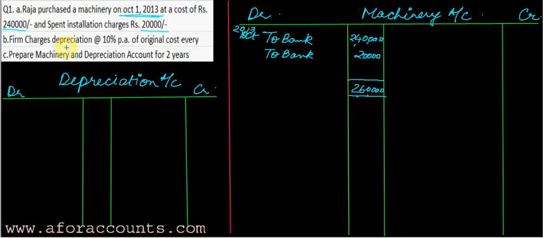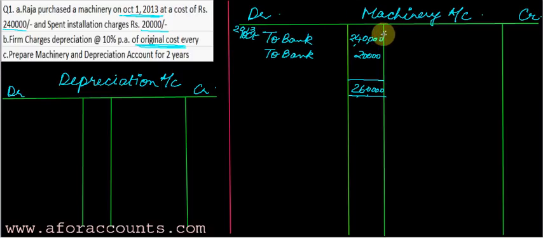The firm charges depreciation at the rate of 10% per annum on original cost every year. So listen, pay attention: original cost, that is on 2,60,000, the firm is charging depreciation. That is, you have to adopt the straight line method of depreciation and not the written down value method, because here it is clearly stated on your original cost, which is 2,60,000. So straight line method of depreciation. Prepare machinery and depreciation account for 2 years. So let's start.